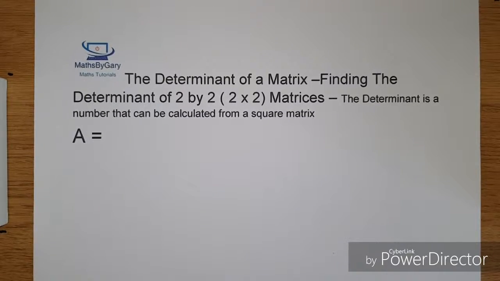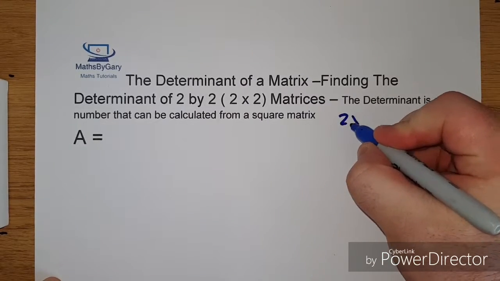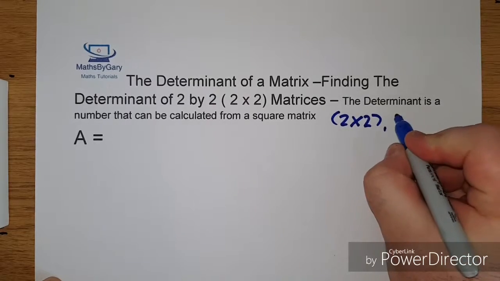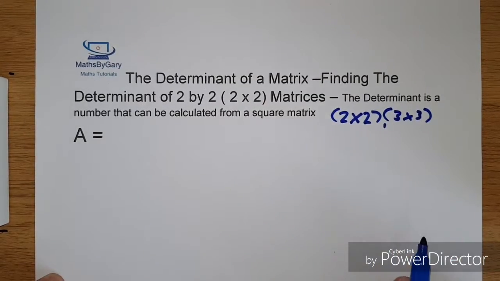Today we're taking a look at the determinant of a matrix. We're going to be finding the determinant of a 2 by 2 matrix. So first of all, what is the determinant? The determinant is a number that can be calculated from a square matrix. A square matrix is a 2 by 2 matrix, 3 by 3 matrix, etc. So we're going to start with a 2 by 2 matrix.